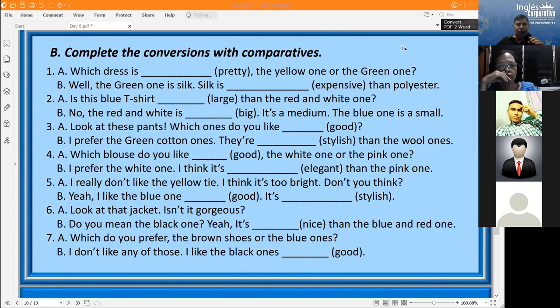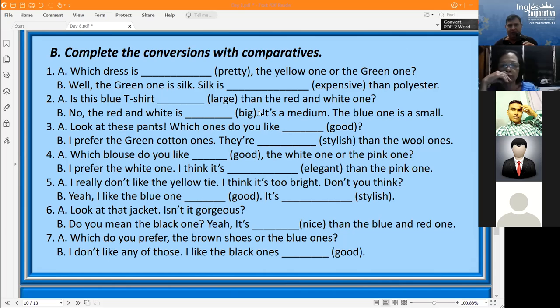Which blouse do you like better? The white one or the pink one? I prefer the white one. I think it's more elegant than the pink one. I really don't like the yellow tie. I think it's too bright, don't you think? Yeah, I like the blue one better. It's more stylish. Look at that jacket. Isn't it gorgeous? Do you mean the black one? Yeah, it's nicer than the blue and red one. Which one do you prefer? The brown shoes or the blue shoes? I don't like any of those. I like the black ones better.